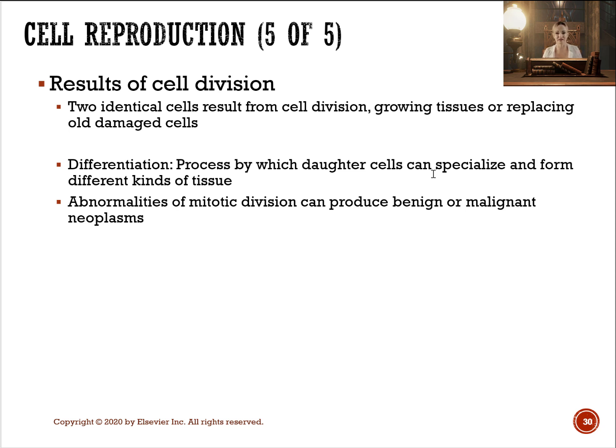Abnormalities of mitotic division can produce benign or malignant neoplasms. Neoplasms are abnormal masses of proliferating cells. So when we're talking about benign, we're talking about something not creating a problem with life, and when we're talking about malignant, we oftentimes describe malignant neoplasms as cancer.